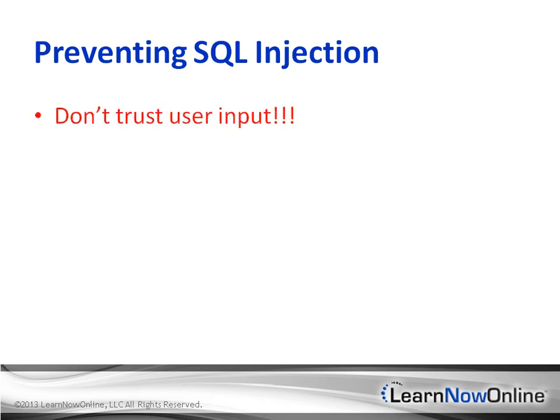Okay, here's where I start sounding like a broken record. Don't trust user input. That attack I just showed you worked because I did absolutely nothing to make sure that a customer ID was in fact a 5-character customer ID. So I trusted user input and I got burned for it.